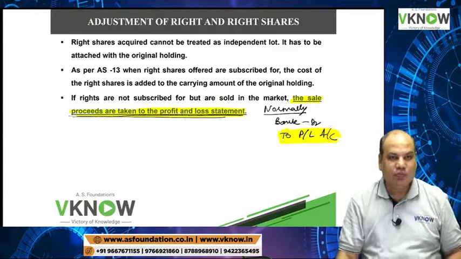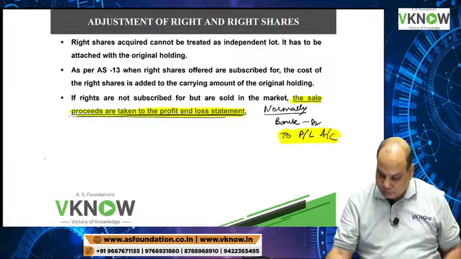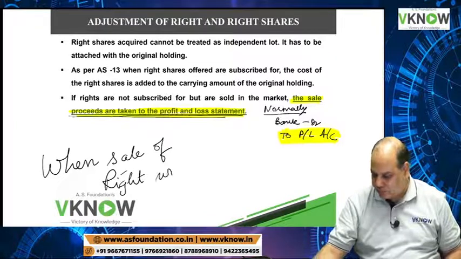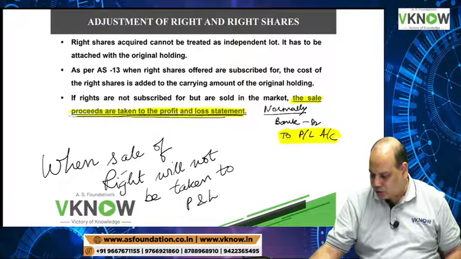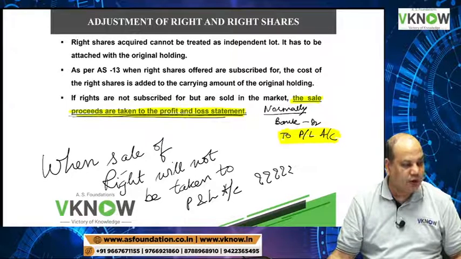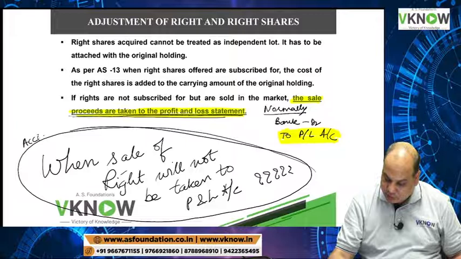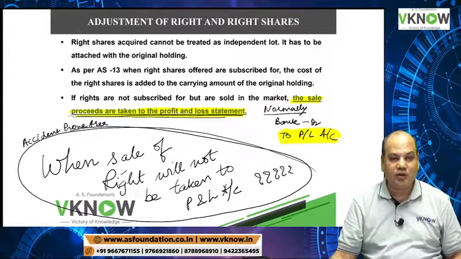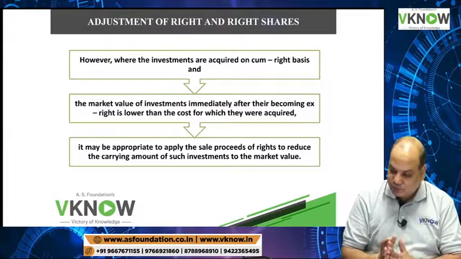there is one exception. Exception means when the sale of rights will not be taken to the P&L account. And this is the place where students make mistakes. This is an accident-prone area. Danger, khatra. So walk carefully. We will try to simplify it for you as much as we can.